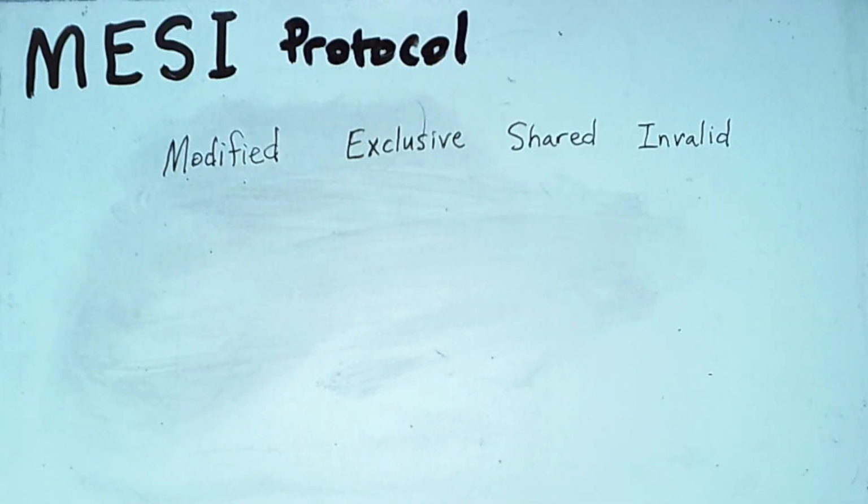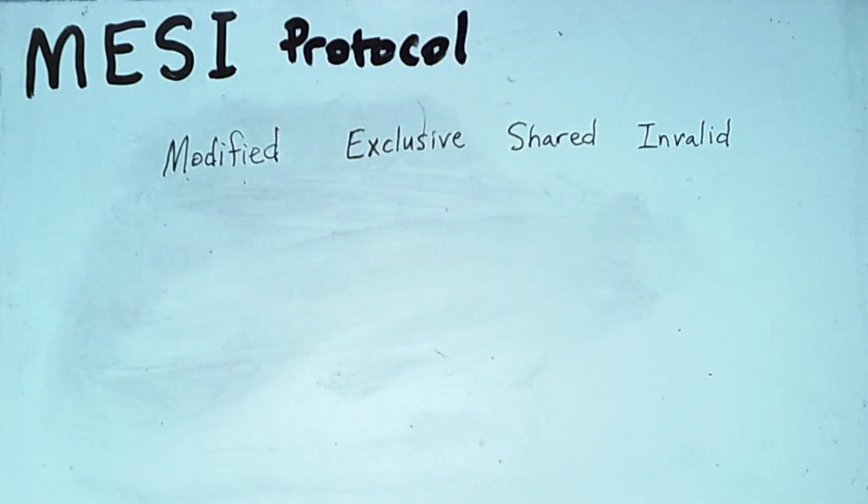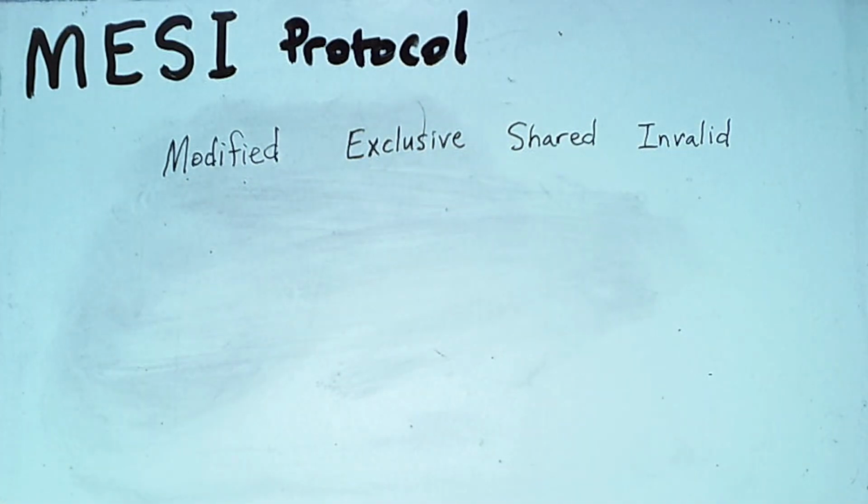The specific focus of this video is the MESI protocol, which stands for Modified, Exclusive, Shared, and Invalid. These are the 4 states that any given line in a cache can be in. Different caches can contain data from the same memory address, but the state of that data may differ from cache to cache. Here is what each state means.